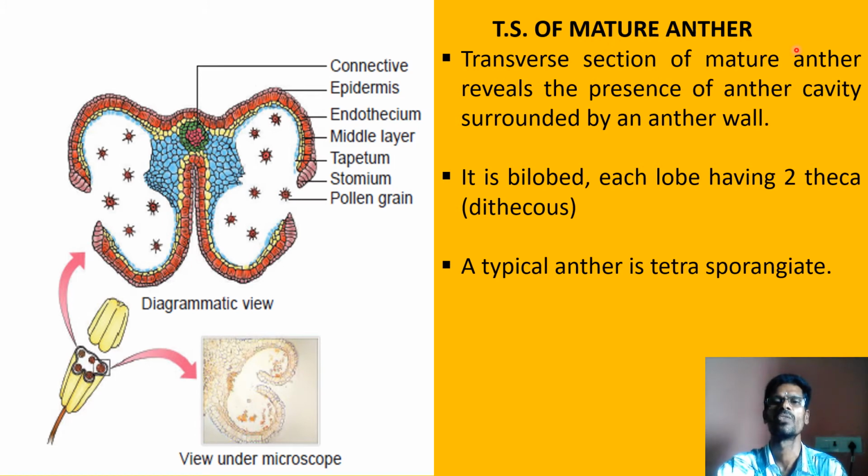TS of mature anther. Here the mature anther is diagrammatically represented. The transverse section of a mature anther reveals the presence of the anther cavity surrounded by the anther wall. It is bilobed, each lobe having two theca, or dithecous. So they are made by two lobes, and hence are dithecous in nature. A typical anther is tetrasporangiate in nature. So they have 4 compartments, and thus form the tetrasporangiate condition.